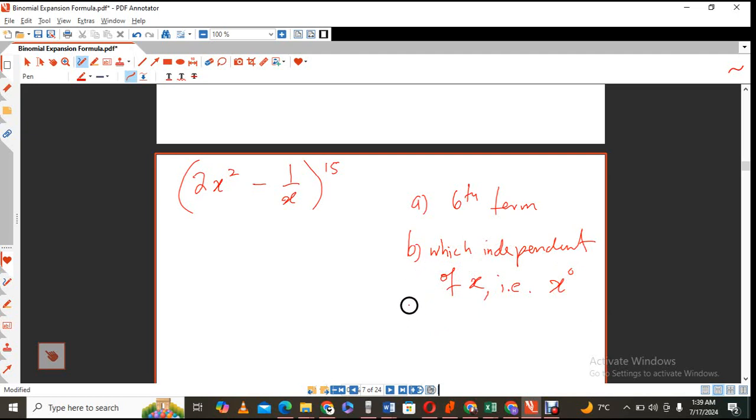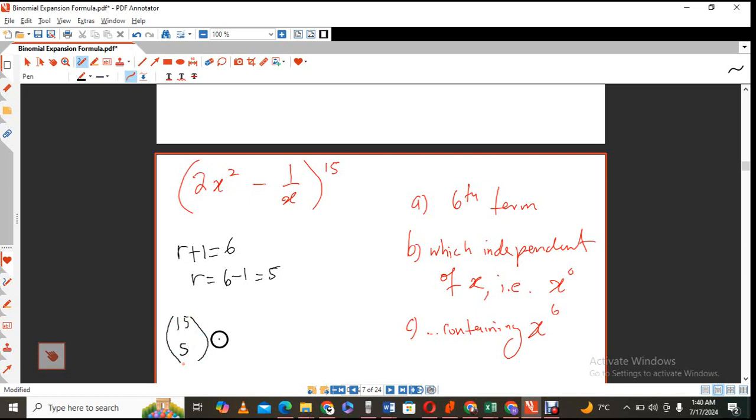And then they are saying part C, the term containing x raised to the power of 6. So that whole term, that is what we need to find. Of course, you'll see that it's not that very difficult. So let's go ahead and find what the sixth term is. The sixth term, it's r plus 1 equals 6. So therefore my r will be equal to 6 take away 1. R is equal to 5. So 15 choose 5, that is how we're going to find the sixth term.